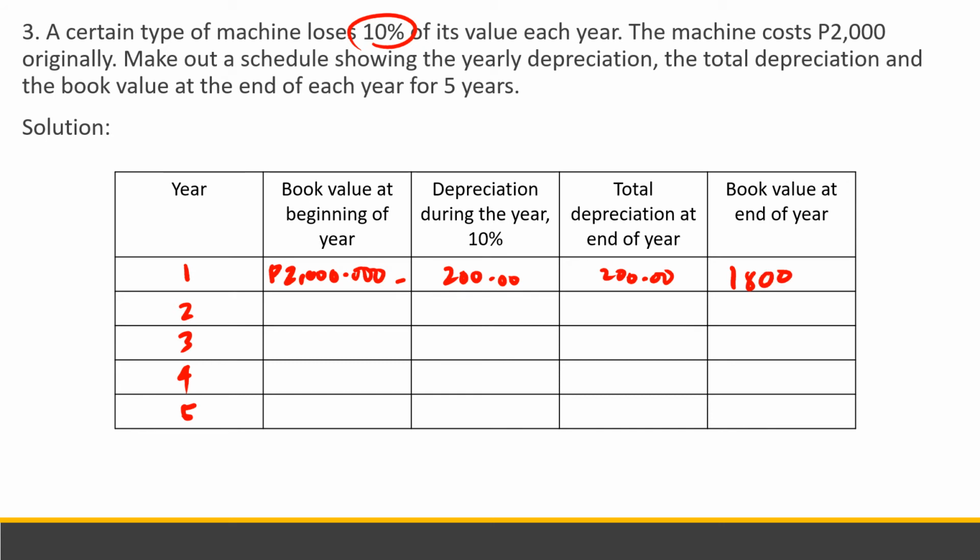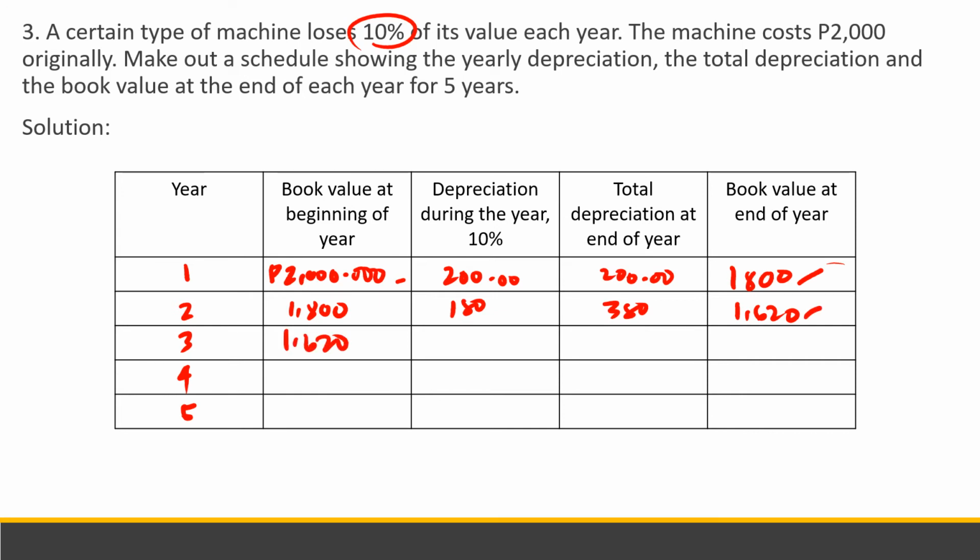pesos. So, now, this value will be the book value at the second year. So now the 10% of 1,800 is 180. So 1,800 minus 180. Total depreciation is 380 na siya. So that is 200 plus 180. So the book value at the end of year 2 is 1,620 na lang. So 1,620.